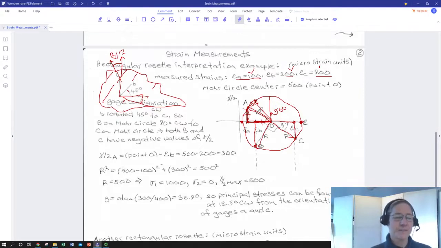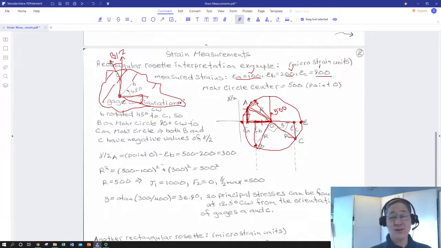So it's an example of how once you've got your Mohr circle plotted and you can relate directions on the circle to directions on your part, you're home free. You can determine strains in any orientation, but with a caution, it is specific to that location.